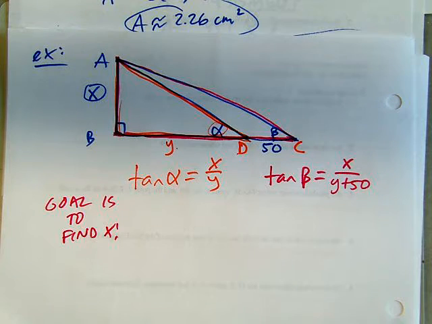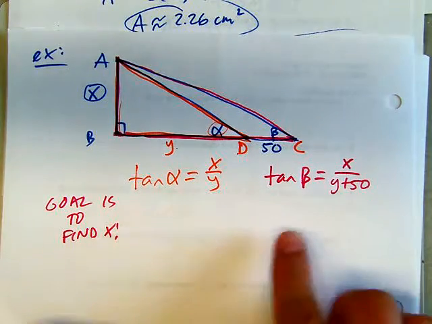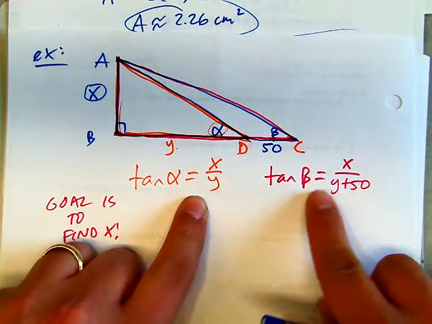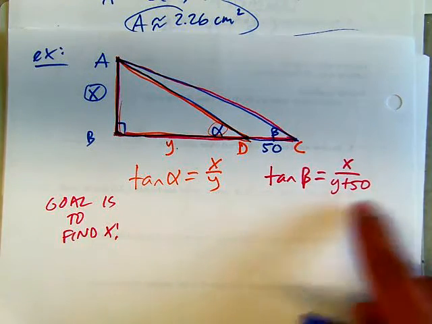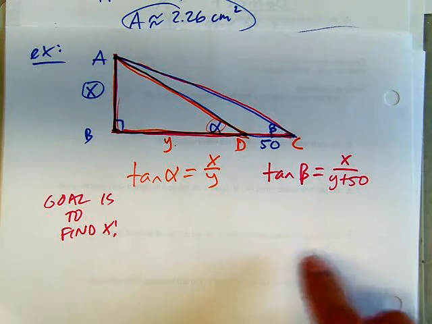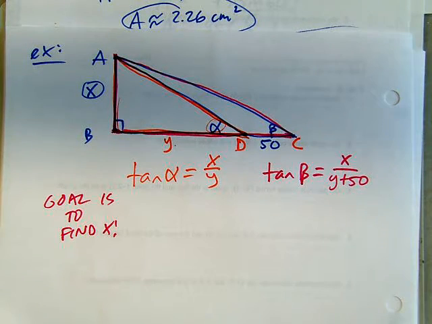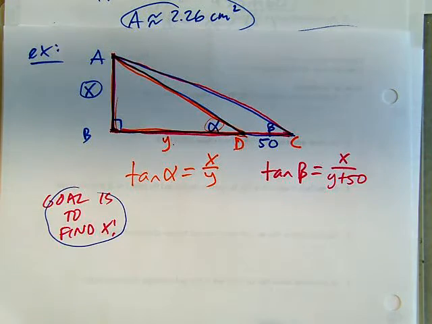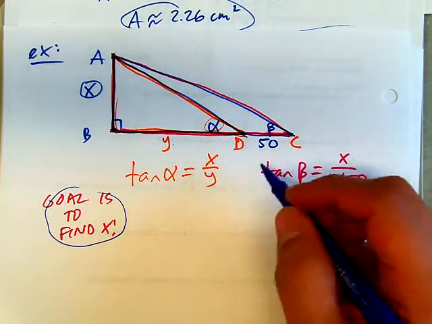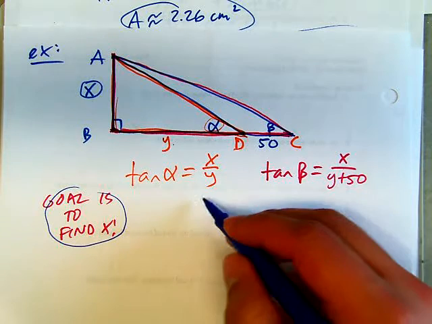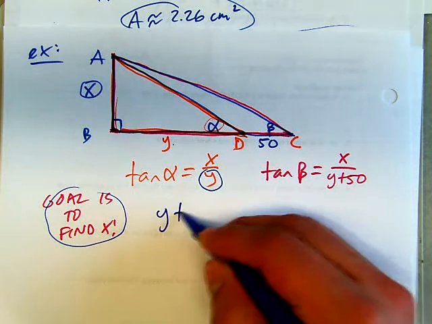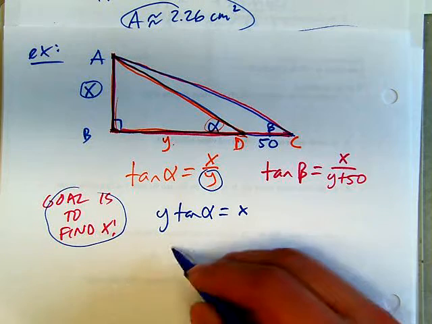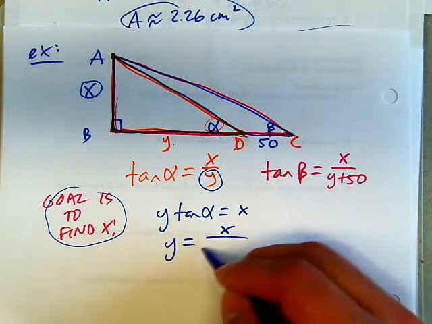then ultimately what we have here is a system of equations. We have one equation with X and Y in it, and we have another equation with X and Y in it. It's not the typical 2x plus 3y equals 10 and x minus y equals 15 or whatever, like the usual system, but it's still a system. Okay, so since our goal is to find X, one thing that we could do is solve for Y here. So multiply by Y, and then divide by tangent alpha.